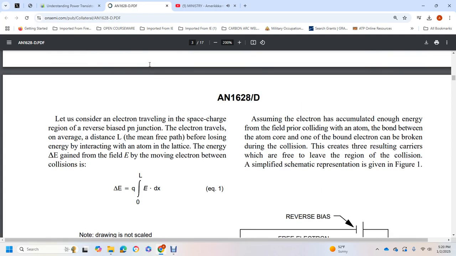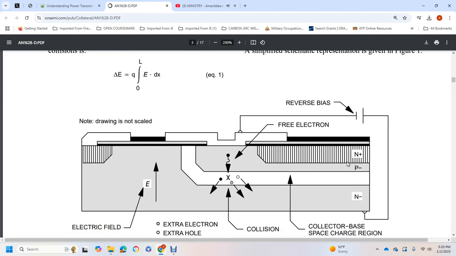Assume the electron accumulated energy from the field prior to colliding with an atom. The bond between the atom core and the electron can be broken during the collision. This creates three resulting carriers, which are free to leave the region of the collision. A simplified schematic representation is shown in Figure 1.